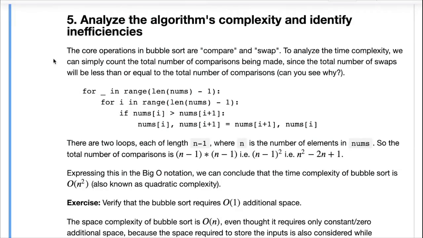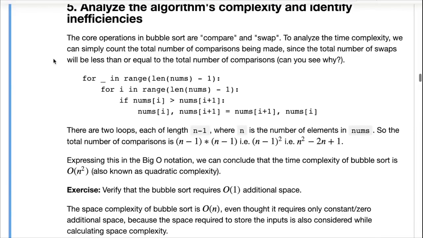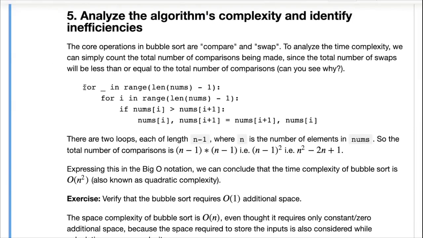Okay, so before we improve the algorithm, we need to understand the algorithm's complexity and identify any inefficiencies. Now the core operation in bubble sort, if you look at the code here once again, is this operation of comparison. So we're comparing a number with the next number and swapping. Now comparison almost always happens and swapping doesn't happen nearly as often.